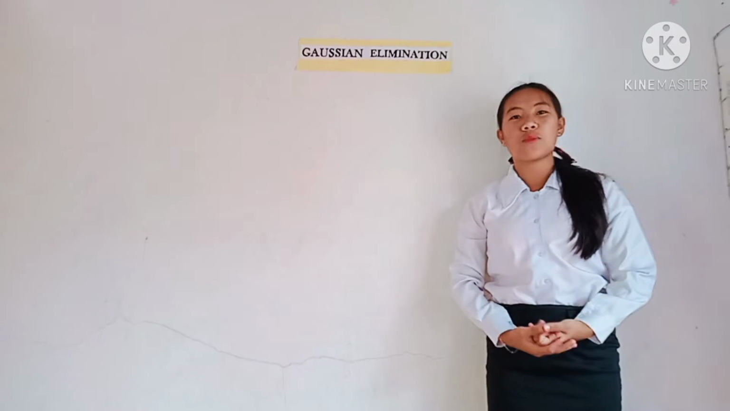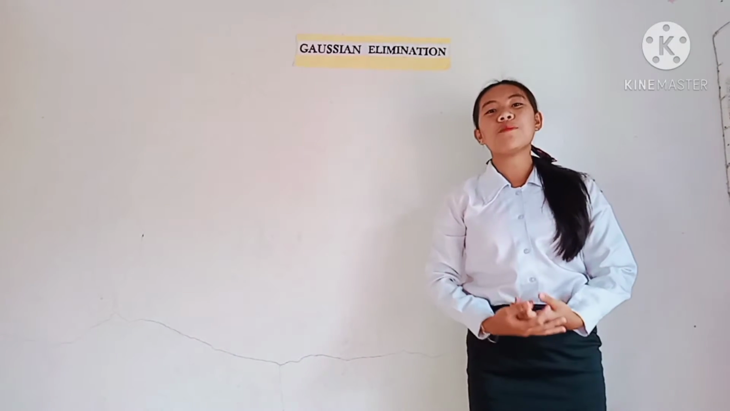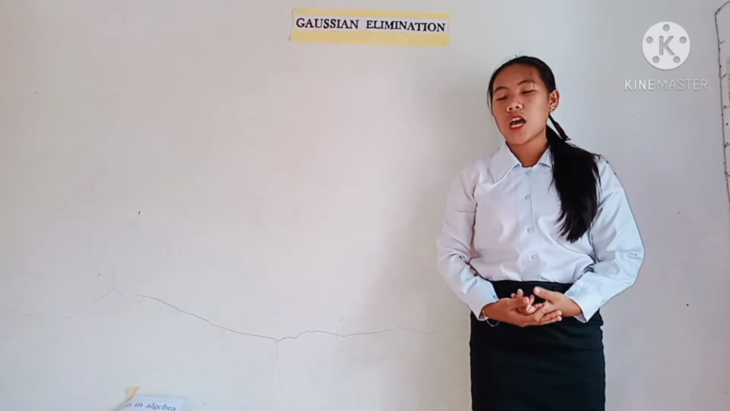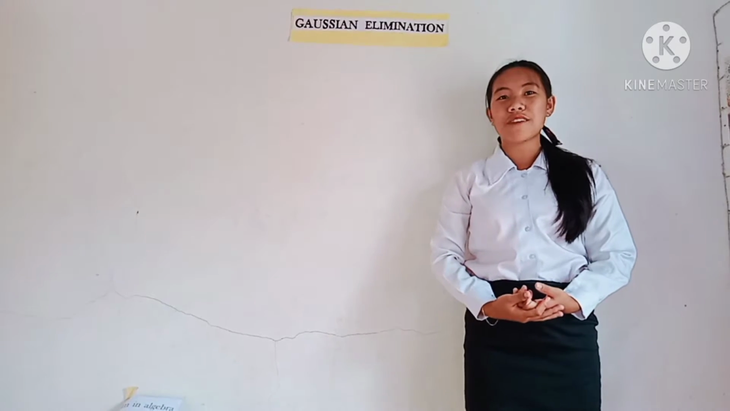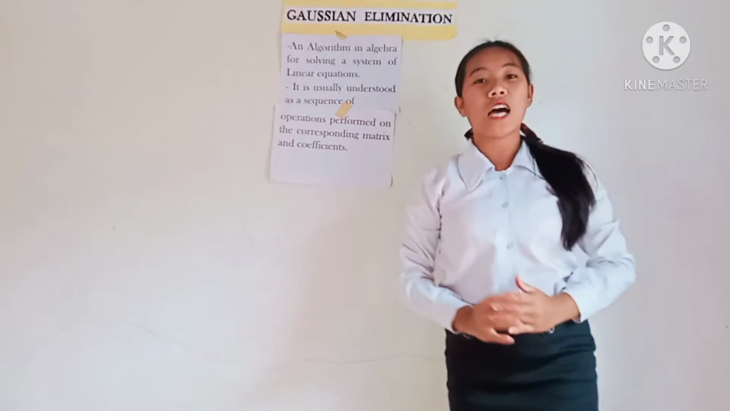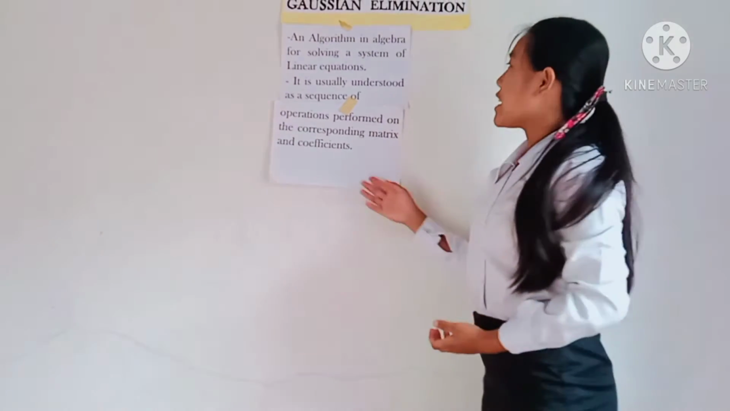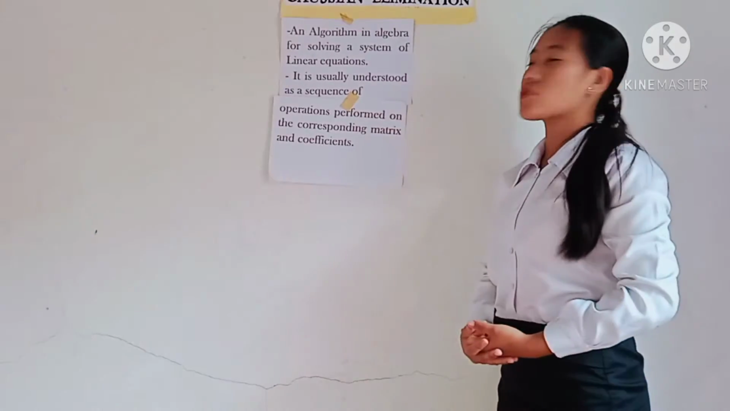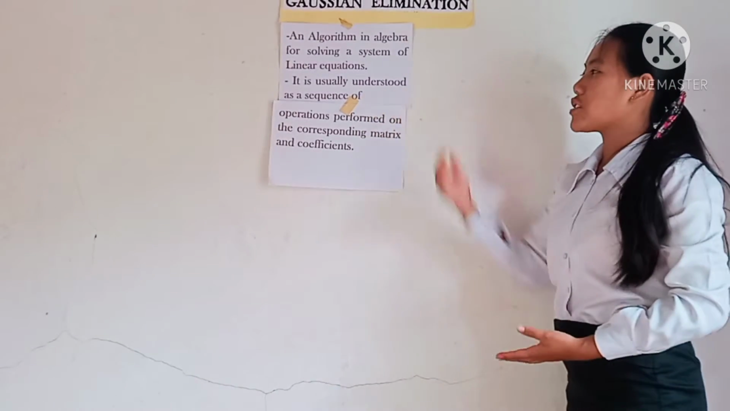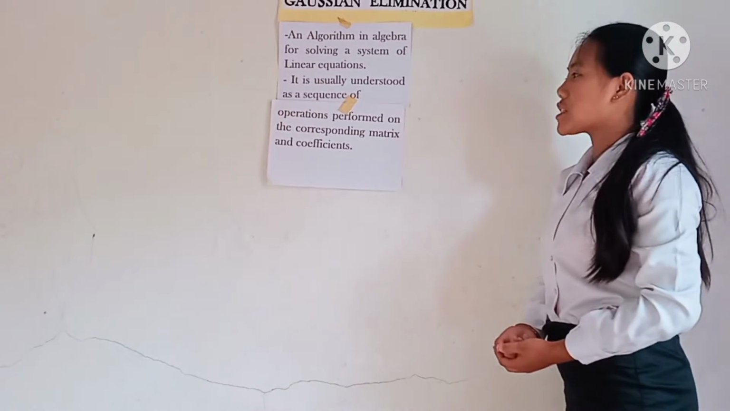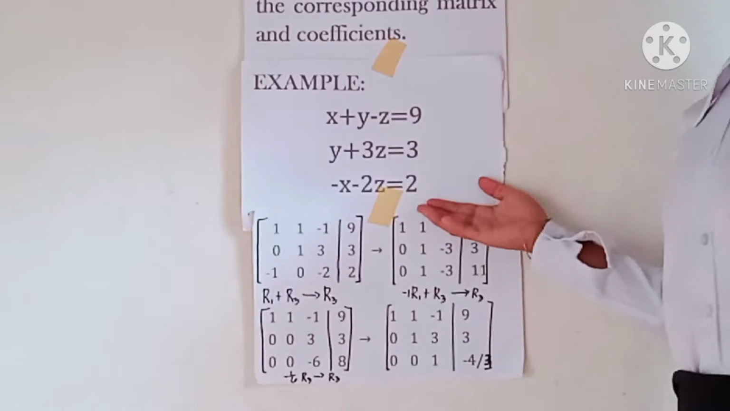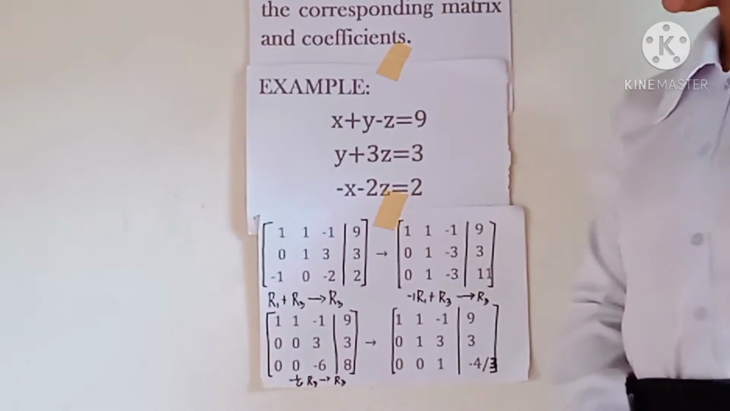Gaussian elimination was named after the German physicist and mathematician Carl Friedrich Gauss, 1777 to 1855. This method is also known as row reduction. It is an algorithm in algebra for solving a system of linear equations. It is usually understood as a sequence of operations performed on the corresponding matrix of coefficients. Here is an example of Gaussian elimination.